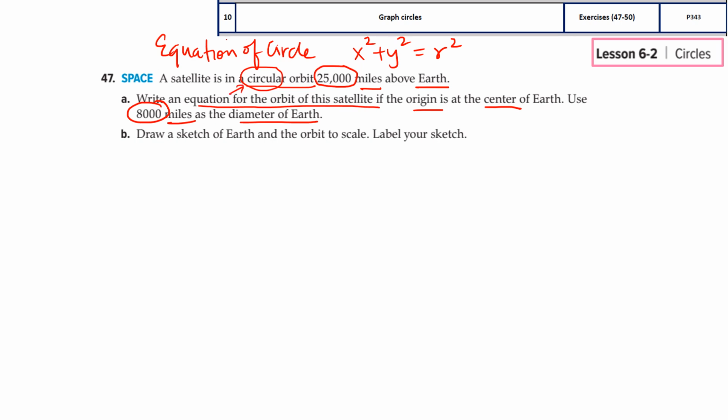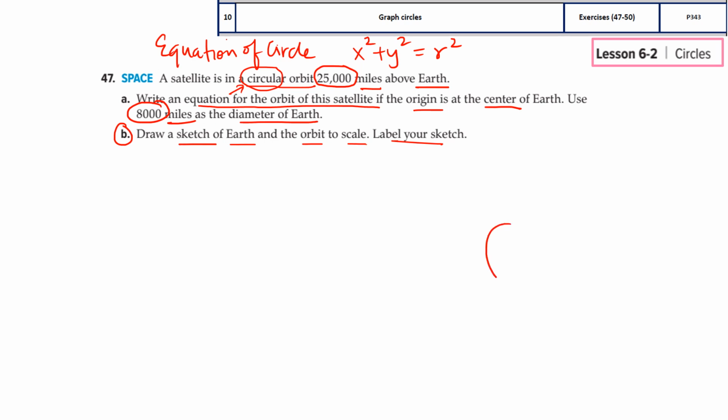So in order to solve this question correctly without doing any mistake, you first need to do the part B. That is, you need to draw the sketch of the earth and the orbit to scale and then label it accordingly. So I don't have a ruler here, so I'll be doing a rough sketch, and then in the next slide I will show you the proper answer key also. Just try to understand the concept, and if you understand how we are drawing the sketch of the earth and the orbit, your answer will be perfectly correct.